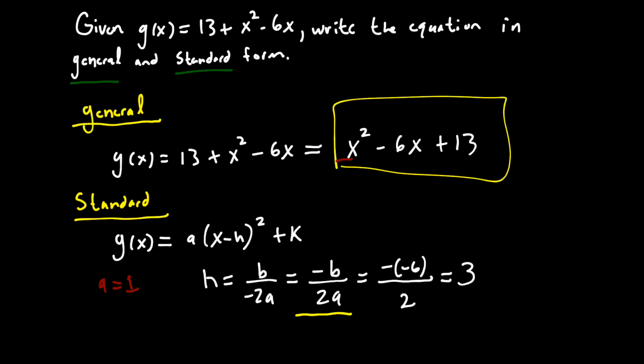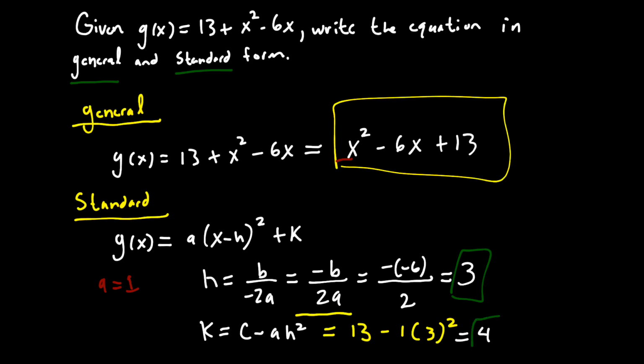Then to find k, we're just going to use the formula. Let's go ahead and use the formula that k is equal to c minus a times h squared. Since we know what h is, just 3, we can plug everything into this formula. This is going to be equal to 13 minus 1 times 3 raised to the second. After simplifying this, you should get that this is just going to be equal to 4.